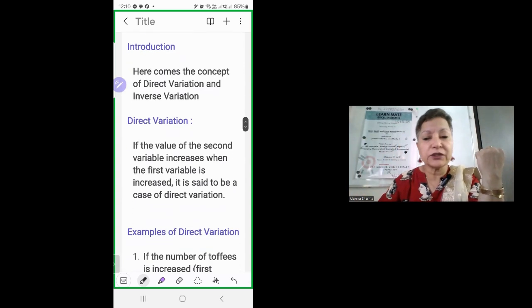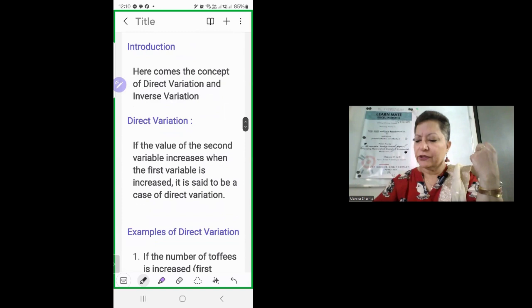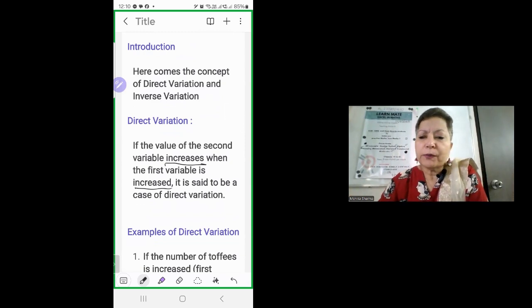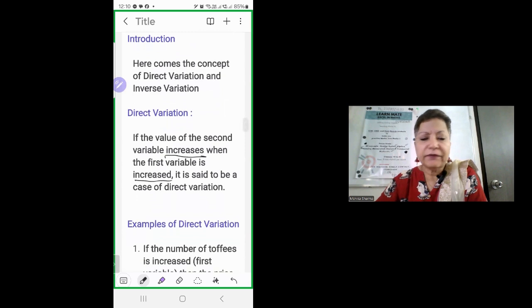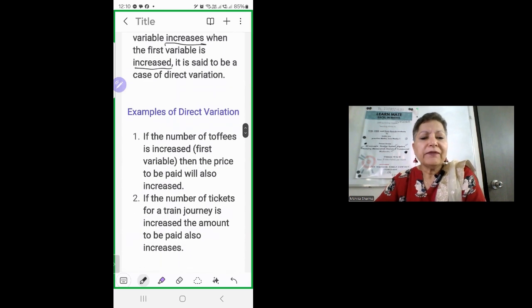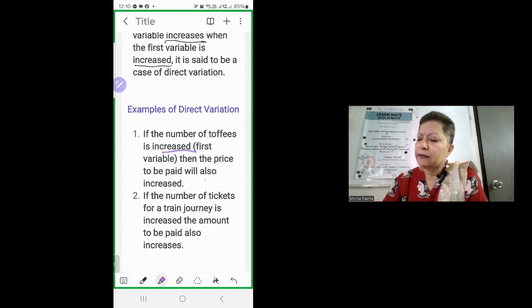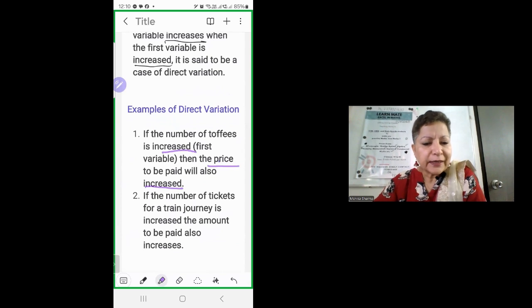So let's have a look at the definition of direct variation. If the value of the second variable increases when the first variable increases, it is said to be a case of direct variation. Let's have a look at a few examples. If the number of toffees is increased, then the price to be paid is also going to be increased.